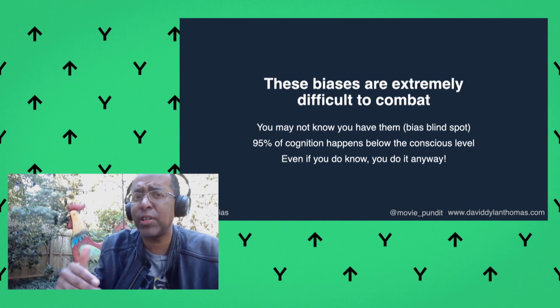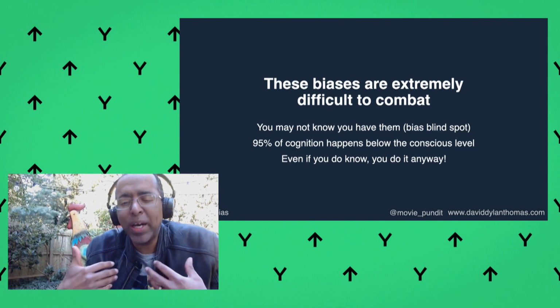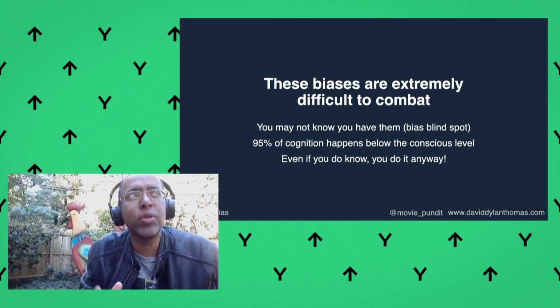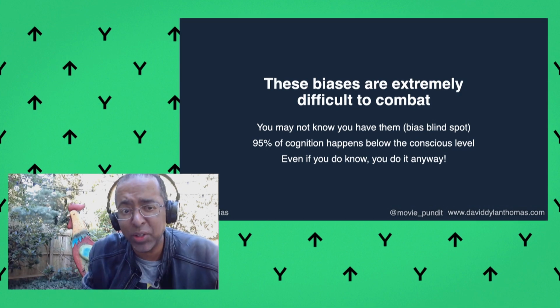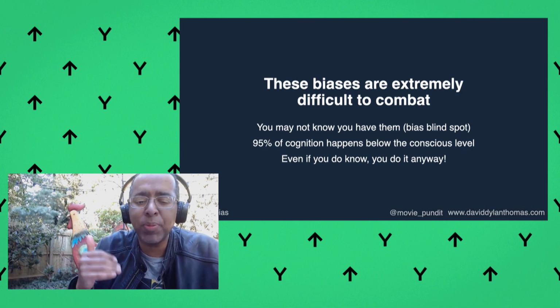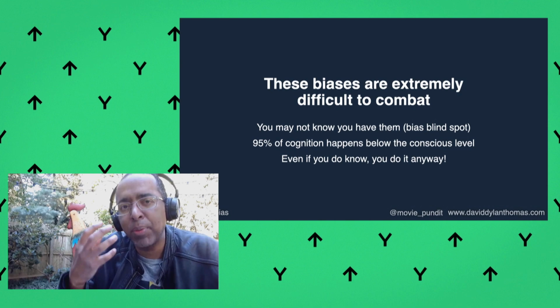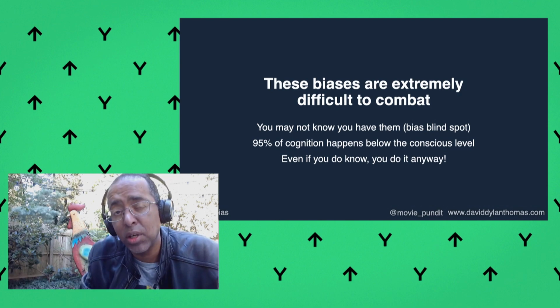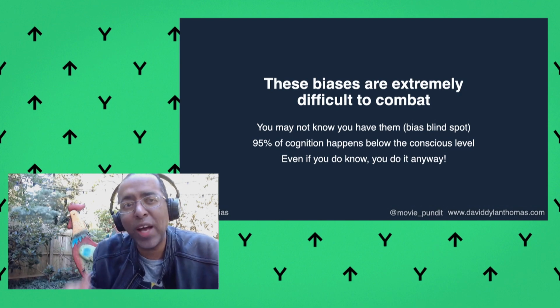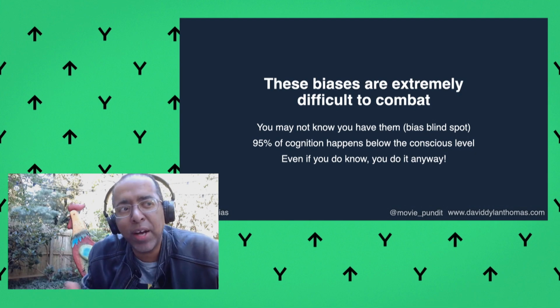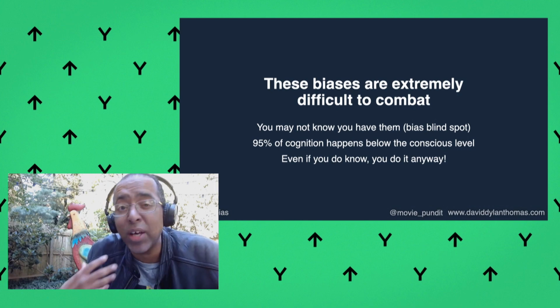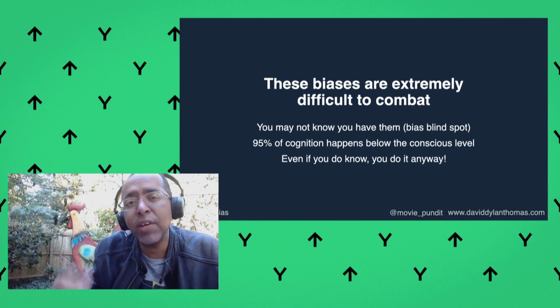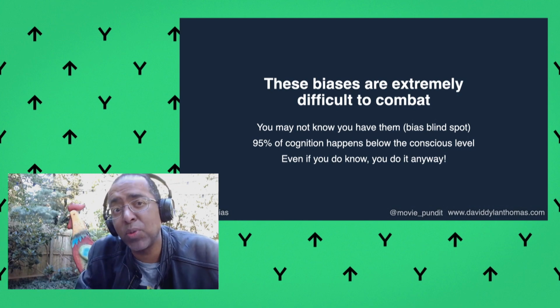Now, these biases are very tough to fight. Part of the problem is you may not even realize you have the bias. There's literally a bias blind spot where you think you don't have any biases, but you're sure everybody else does. And part of the problem is about 95% of cognition is happening below the threshold of conscious thought. So you're making these decisions so fast, you don't even realize you've made them. In fact, the next time somebody asks you why you did something, the most honest answer you can give is, how the hell should I know? Even if you know about the bias, you probably still do it anyway.